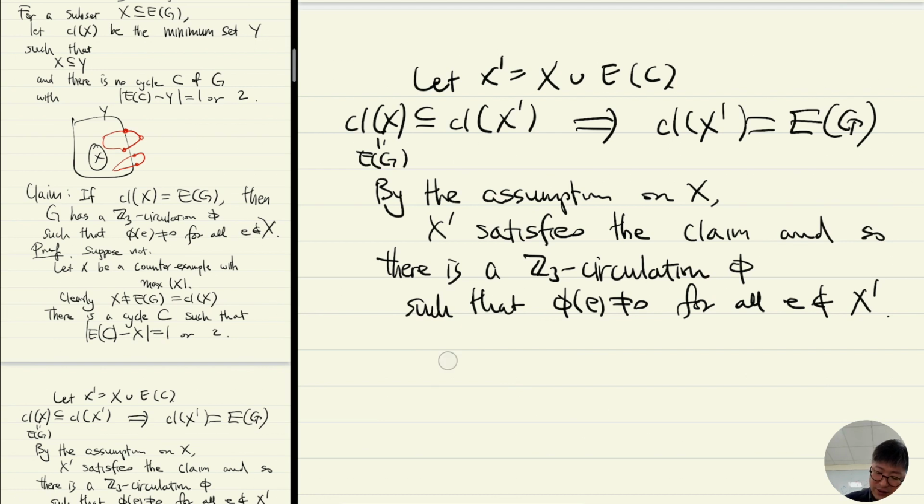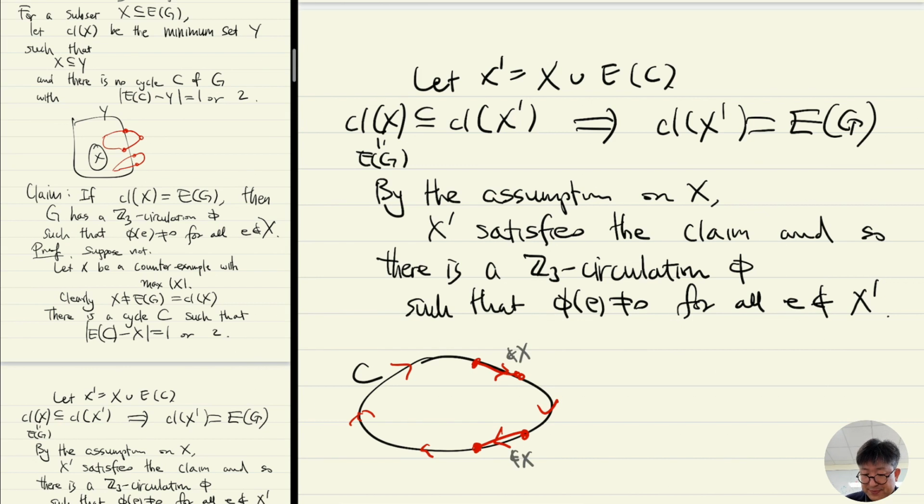All right, so here's a cycle C, and there were like 1 or 2 edges, maybe 2. Let's orient, to simplify the argument, in the same directions. And these 2 edges, maybe 1 edge, is not in X. Now, how can I make these 2 red edges to be non-zero?